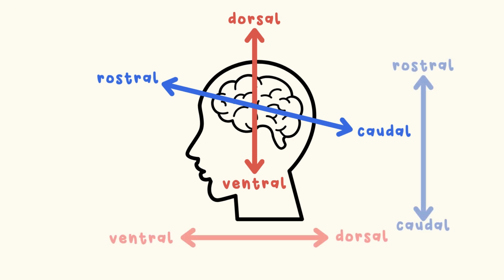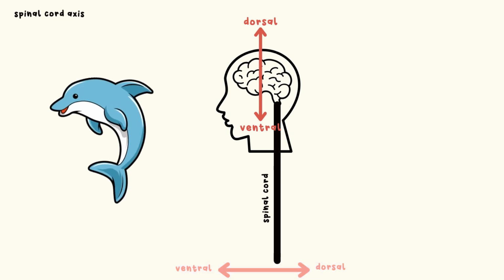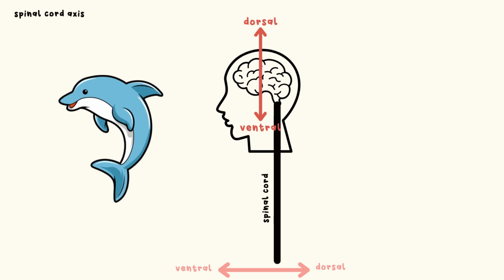Okay, stick with me as we talk about how these terms apply to the axis of the spinal cord as well as the brain. Let's revisit these terms in reference to the spinal cord axis. On this new axis, ventral actually means the front of the spinal cord, while dorsal means the back of the spinal cord. I think it's easiest to remember dorsal as the top or back, as it also relates to the dorsal fin of a dolphin.